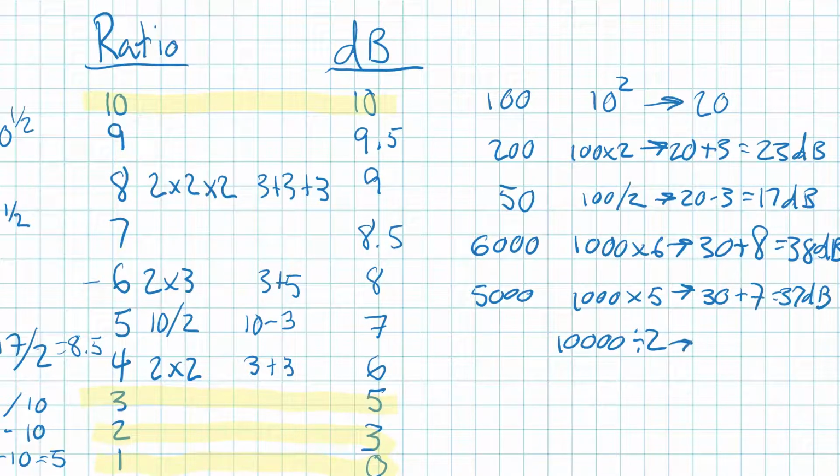So 10,000 is 40, and minus 3 for the division by 2 also gets you there, just 37 dB.